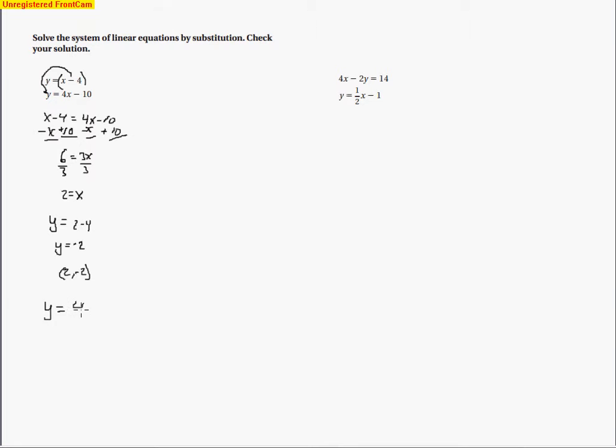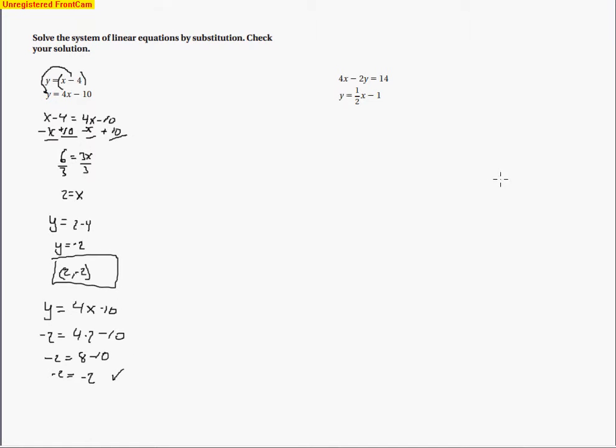So it's this equation here, y equals 4x minus 10. And I put the negative 2 in for y. I'll put the positive 2 in for x, and see if I do get negative 2. Negative 2 equals 8 minus 10. Yes, sure enough, negative 2 is negative 2. So when you get an identity like that, you know you are correct.